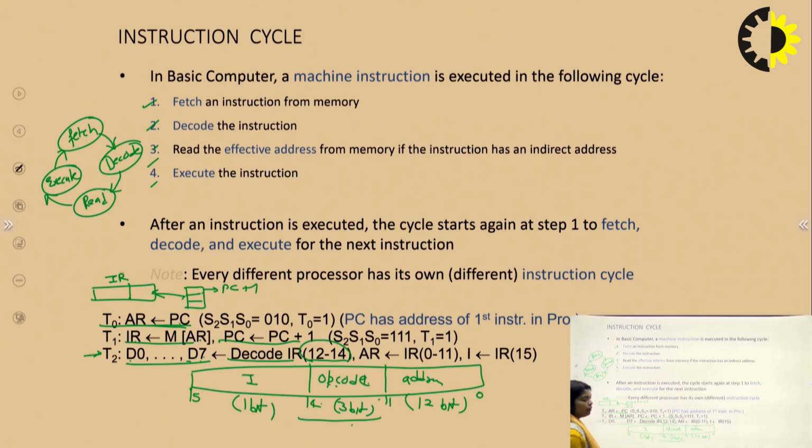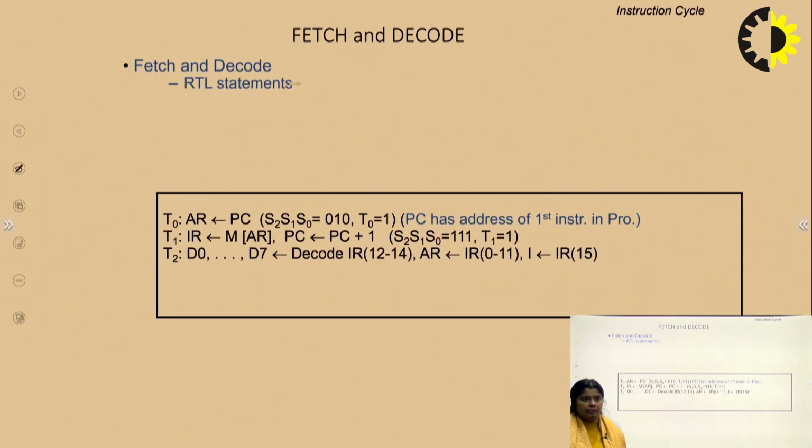This opcode is IR 12 to 14. And the next is IR 0 to 11. This is the address, and this address is stored in the AR. You can also write it as MAR. Memory address register or address register, both are the same. And the last one is the 15th bit of the IR, that is the last bit. That represents the mode, denoted by I. IR 15 to I. Fine.